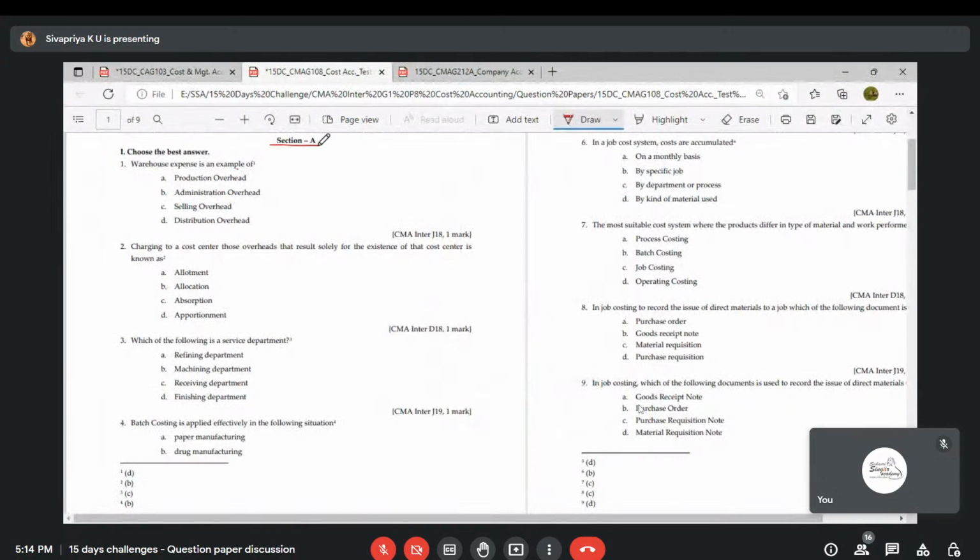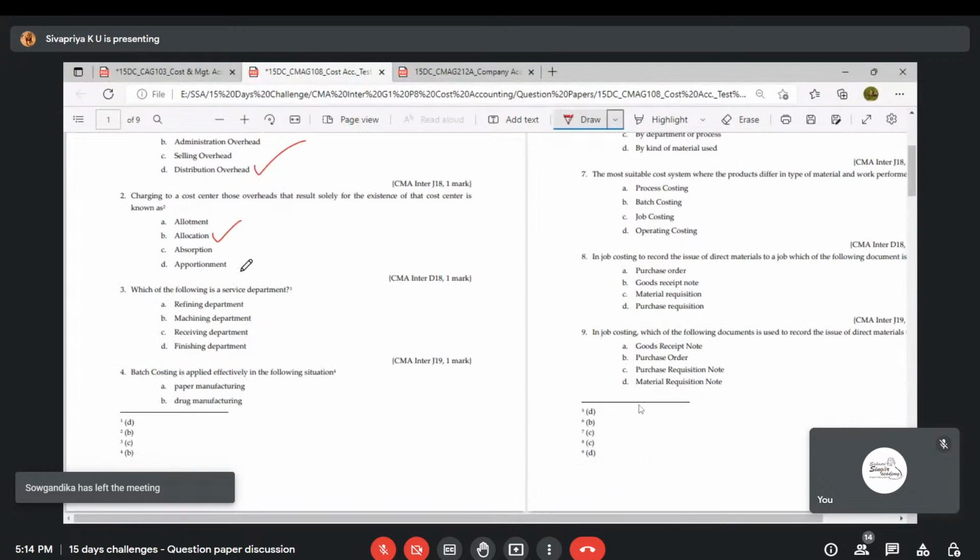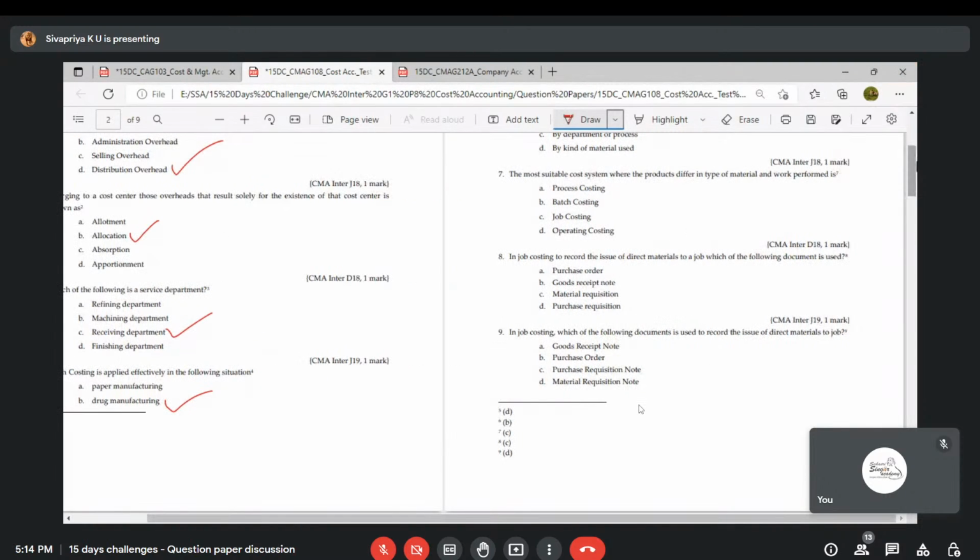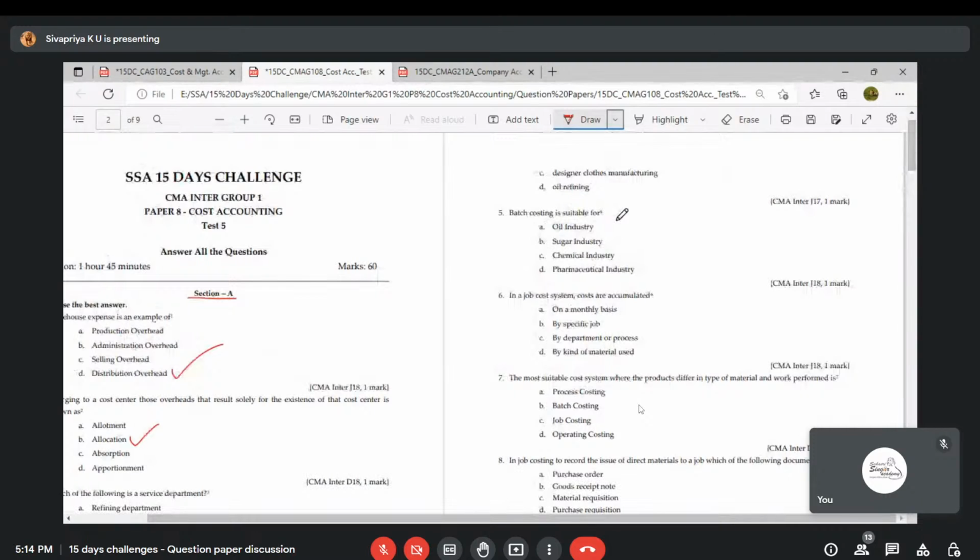Section A. Warehouse expenses is an example of distribution overhead. Charging to cost center those overheads that result solely from the existence of the cost center is known as allocation. Which of the following is a service department? Receiving department. Batch costing is applied effectively in the following situation: it is for drug manufacturing. Batch costing is suitable for pharmaceutical industries.